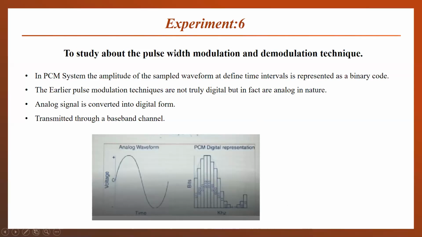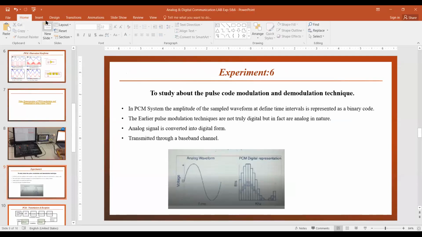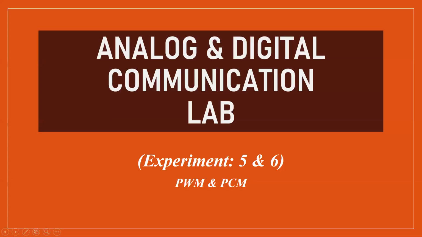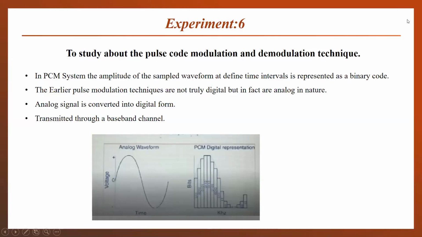So now we have learnt about the pulse width modulation and demodulation technique. Here is our sixth experiment, where pulse code modulation will come. Pulse code modulation and demodulation. Earlier we have seen three pulse modulation techniques, that means pulse width modulation, pulse amplitude modulation, and pulse position modulation.